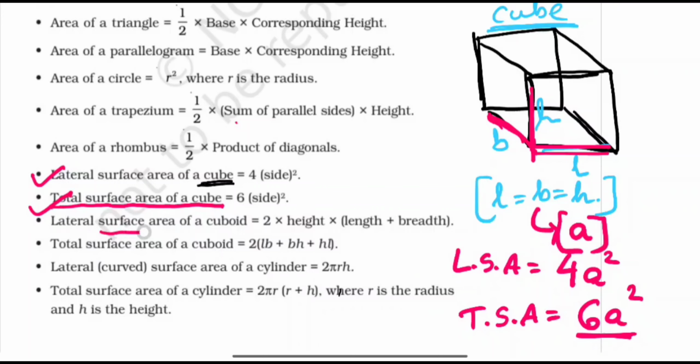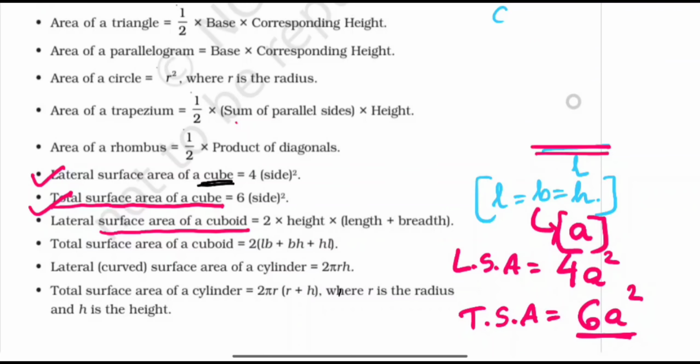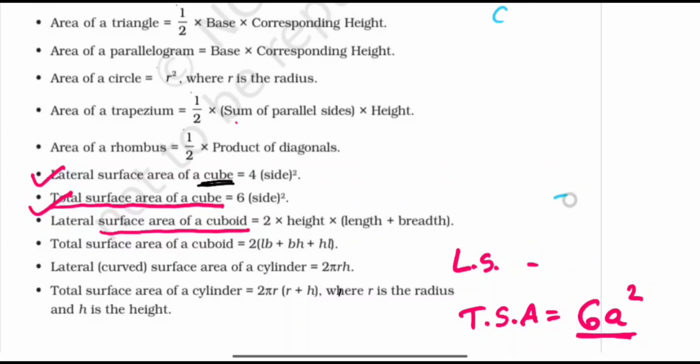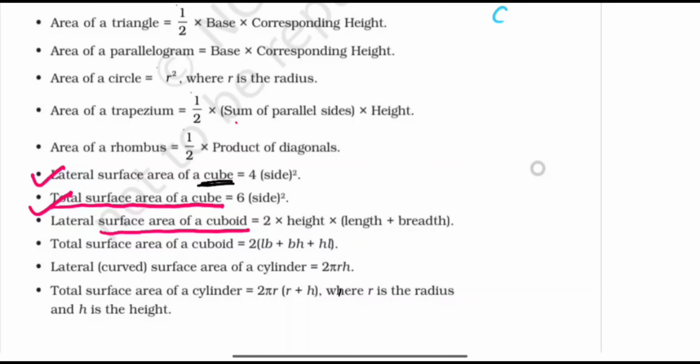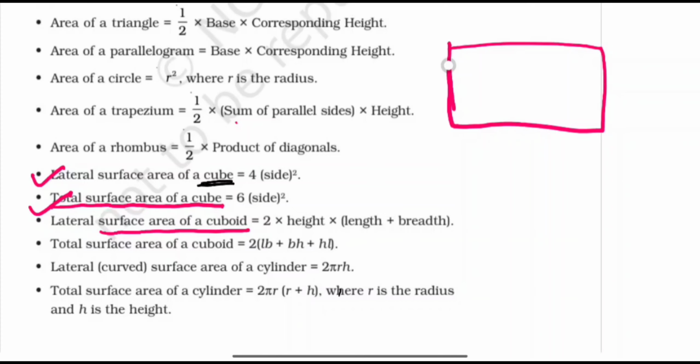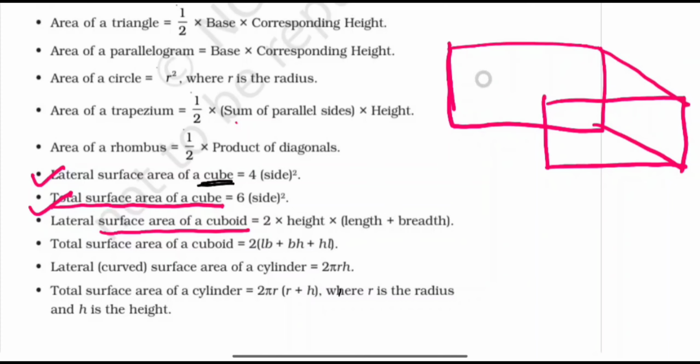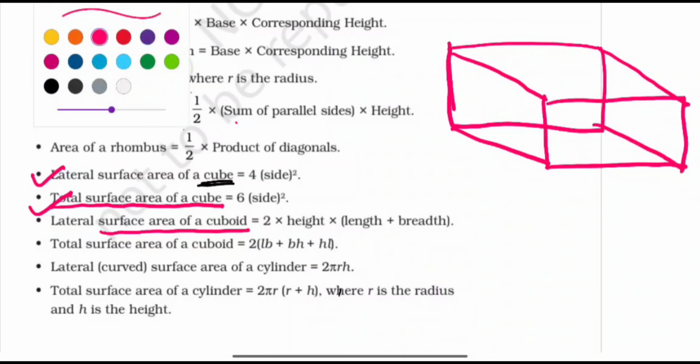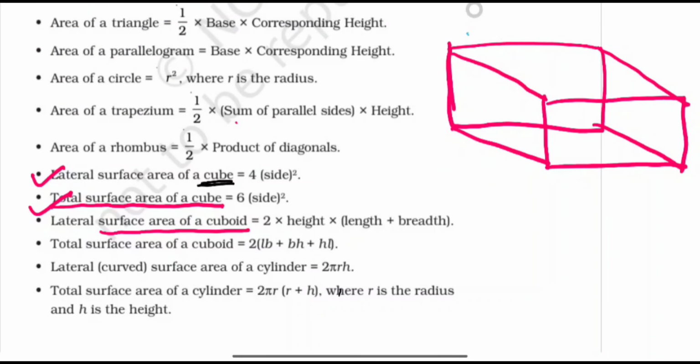Now let's move to the lateral surface area of a cuboid. So what is the meaning of a cuboid? A cuboid is such a solid figure where the length, breadth and height are not of equal length. And specifically all the 6 faces of it are rectangular, right? It is a cuboid. Clear?